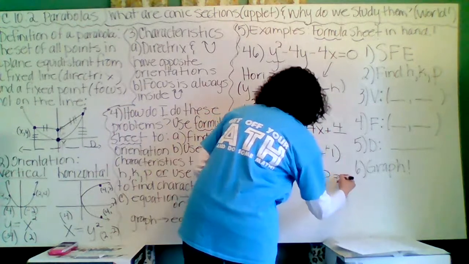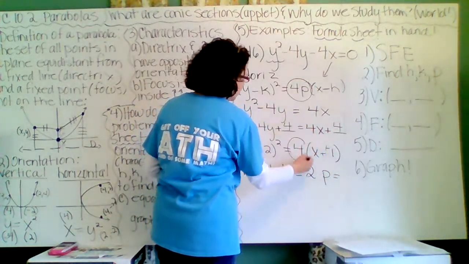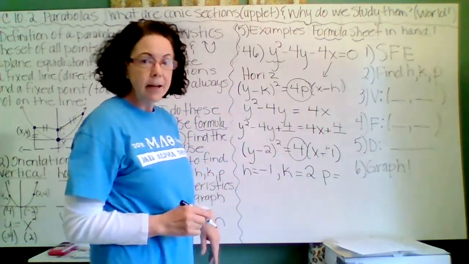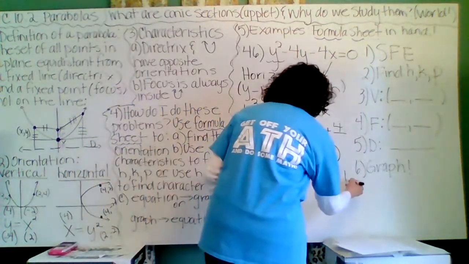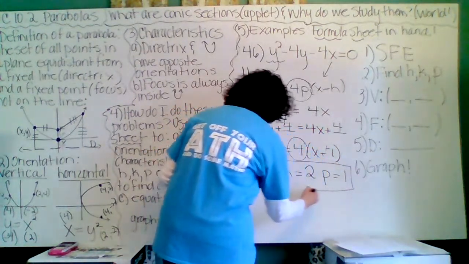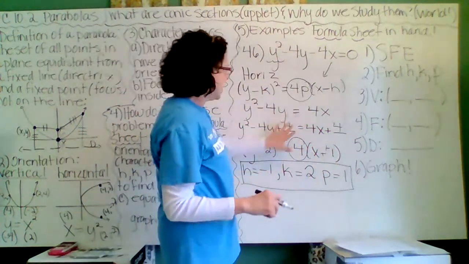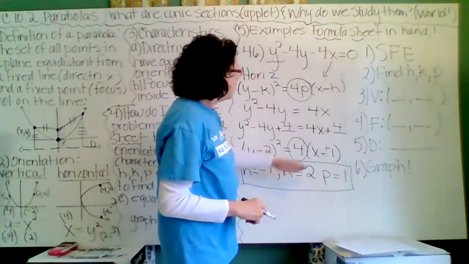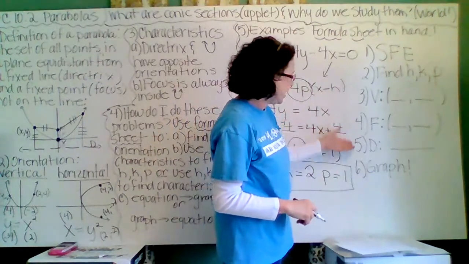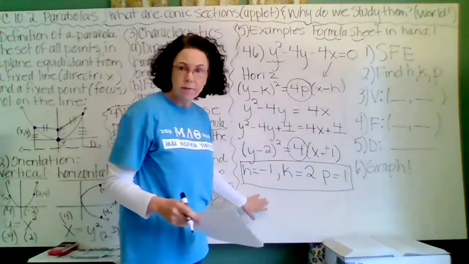And my p, if you take a look here, 4p has to equal 4, meaning my p must be 1. So what we're going to do now, I always put a box on these 3 variables here because I don't want to look anywhere else. H, K, and P give me the next 3 items, and I am going to just look here, okay?